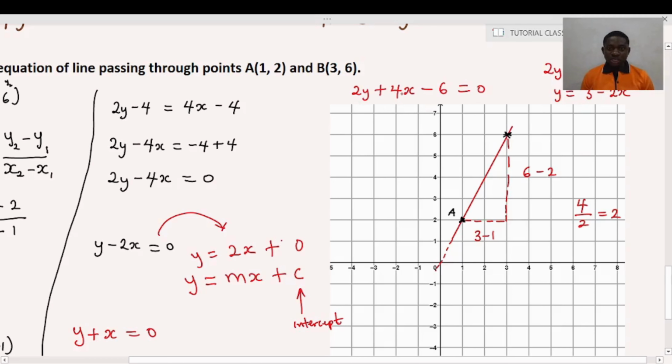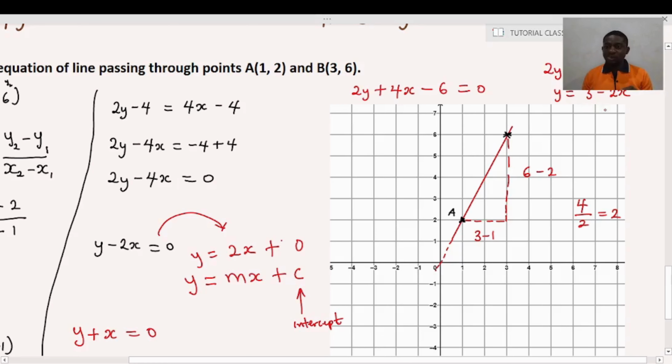So for this equation, if you are asked to determine the gradient, it is the coefficient of x when you make y the subject of the formula. Take note, whenever you are given any equation of a straight line and you are asked to determine the gradient and the intercept from the equation, all you need to do is make y the subject of the formula. And when that is done, whatever is the coefficient of x is your gradient, and the other part that is standing alone is your intercept.